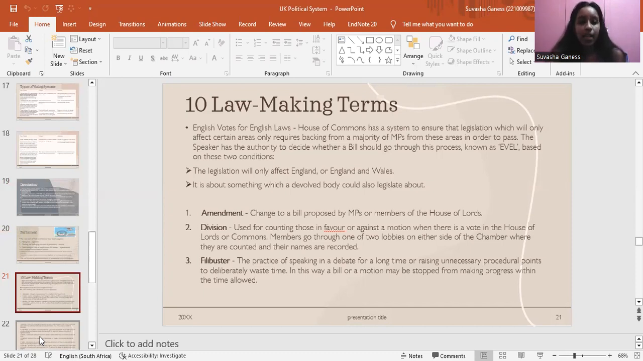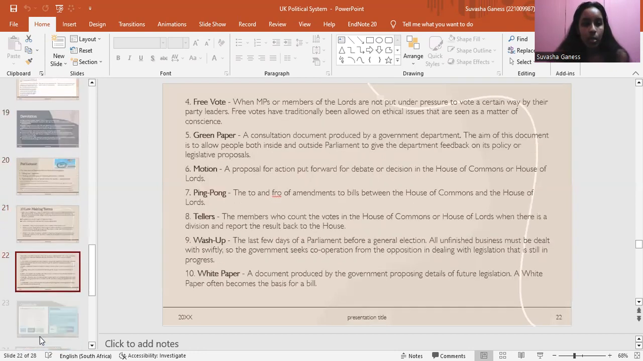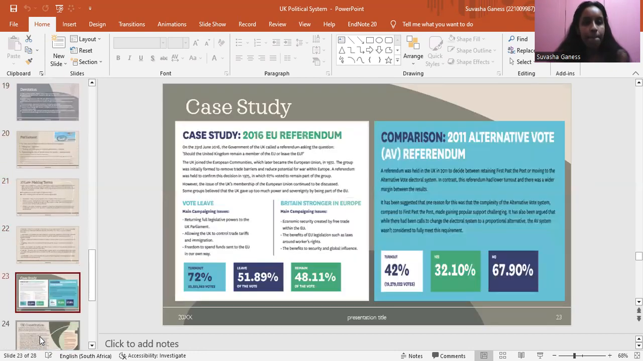Okay, so in terms of these 10 lawmaking terms, these are also something that you can just read through and understand what these different words mean. It's just important to know what these words mean, so that if you're in a debate and people use these words, you actually understand them. So yeah, you can just go to slides 21 and 22. Then the case study that I'm speaking about in terms of the referendum.